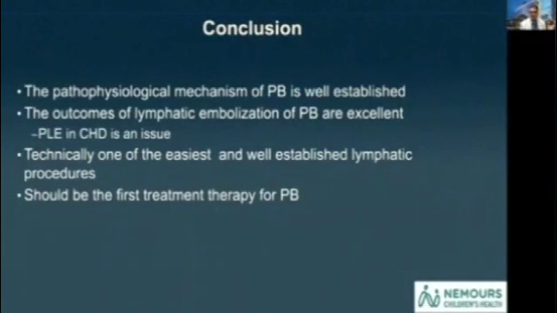the worse, right? Plastic bronchitis can immediately kill a child, they can suffocate, whereas PLE is just slow degradation, and we have quite a good treatment for PLE. Technically, it's one of the easiest and best-established lymphatic procedures, primarily because the thoracic duct is quite dilated in these children with heart failure. We strongly advocate that it should be the first-line therapy for these patients.